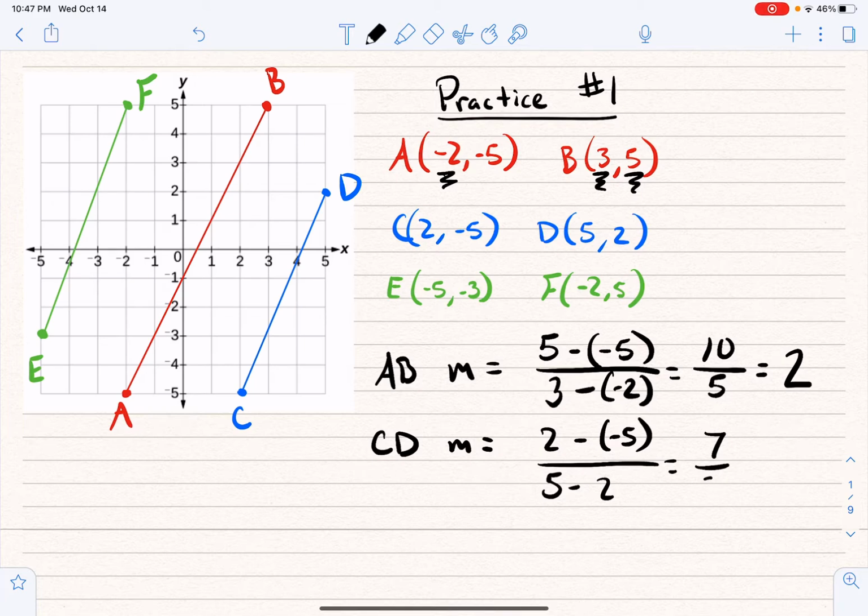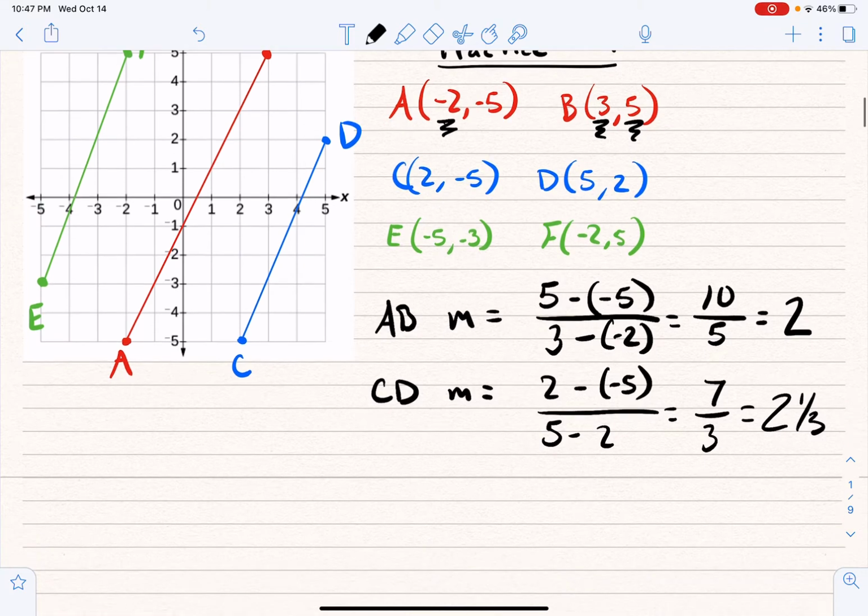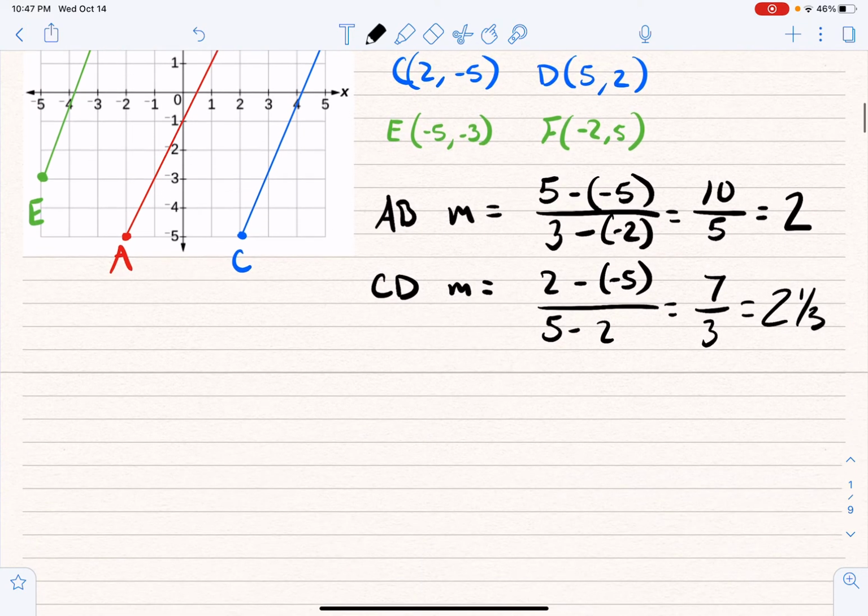And 5 minus 2 is 3. So 7/3, which is actually the same thing as 2 and 1/3. So that's really close to 2, but that isn't 2. So AB is not parallel to CD. Well, let's take a look at EF.